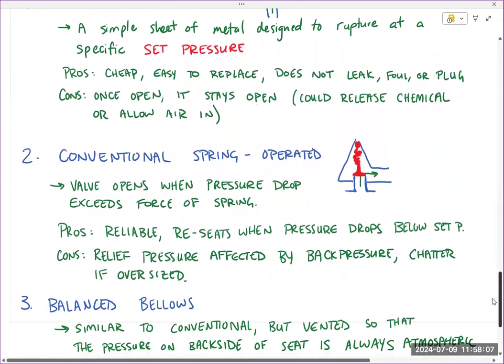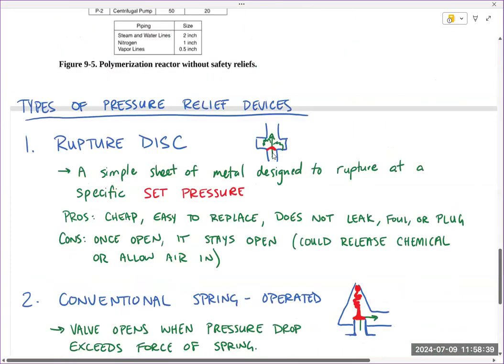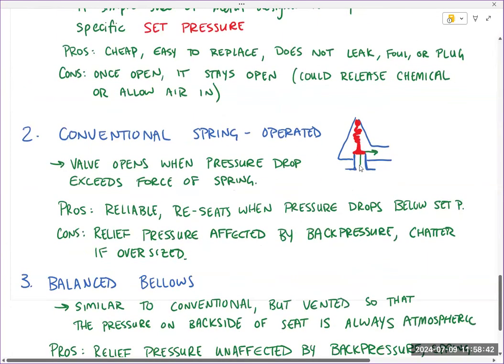Option number 2 is a conventional spring-operated valve. So this is kind of my cartoon based on what is in the book. We had a little bit more detail, but the red here is a spring, and the tension of the spring sets what the set pressure of this valve is. The benefit of this one is that once the pressure is relieved and the pressure drops down below the set pressure, the spring pushes this gasket back in place, and it plugs up the vessel again. So this problem that we had of the ruptured disc staying open is alleviated.